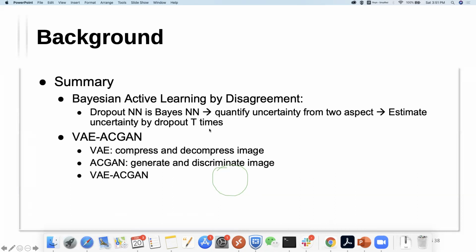We also covered what VAE is again. VAE tries to do dimension reduction for an image and recover the information of the image from a hidden vector. ACGAN can generate and discriminate images. One of the questions is about a combination of VAE and ACGAN here.